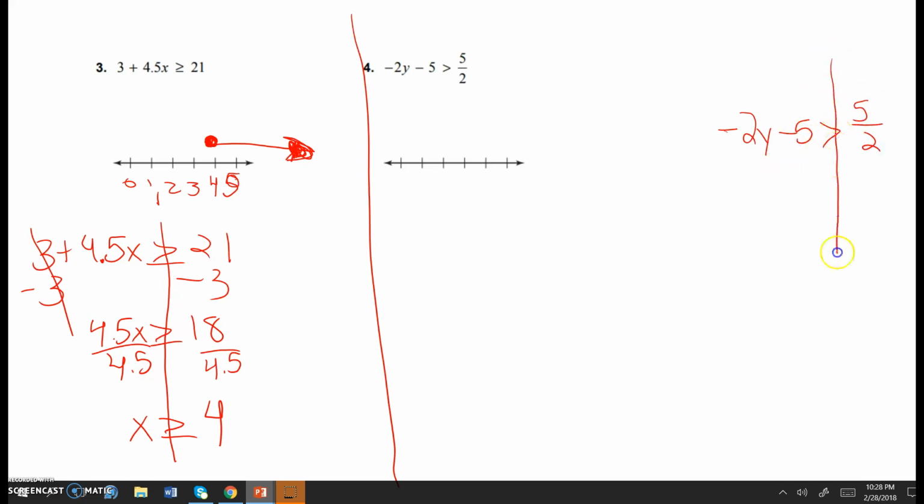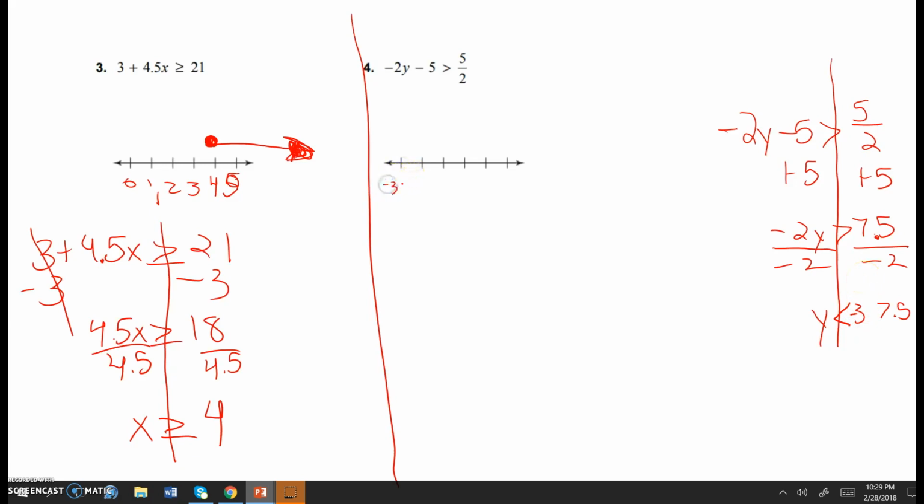First thing you're going to do is split the inequality down the middle. Going to add 5 and add 5, so we're left with negative 2y is greater than 7.5. Then you're going to divide by 2. You're going to get negative 37.5. And since we divided by a negative, we're going to switch that sign.